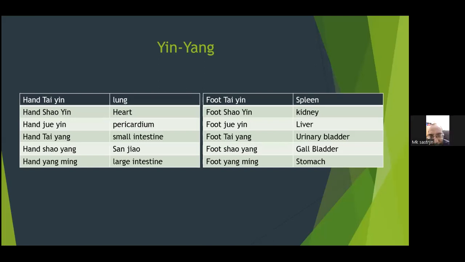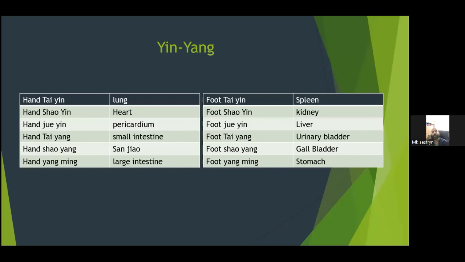So this is a yin and yang formula. I told you yesterday about yin and yang formula. So hand shao yin balances foot shao yin. Heart balances kidney. Yesterday we learnt about the 5 elements in the last class. Yes or no? Kidney balances heart, heart channel balances kidney.